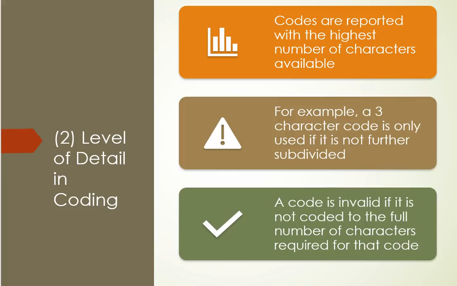Guideline number 2, the level of detail in coding. As you know, we always want to code our conditions to the highest level of specificity. So very simply put, what that means is if there is an option to report a 4th, a 5th, 6th, or 7th character for a code, reporting the 3-digit code would make that particular code assignment invalid. So we always want to code to the highest level of specificity.